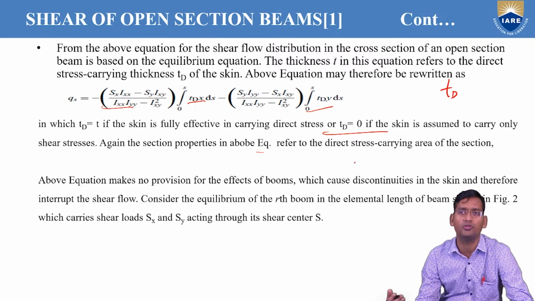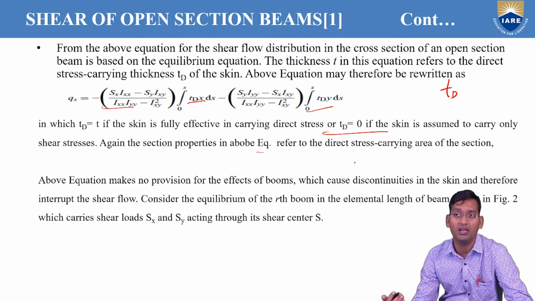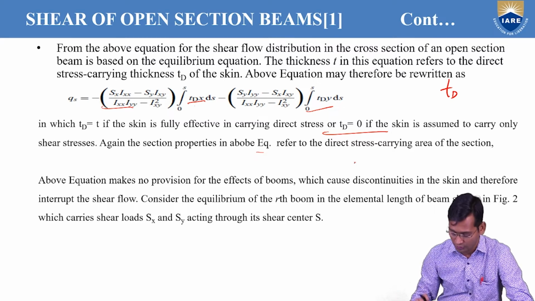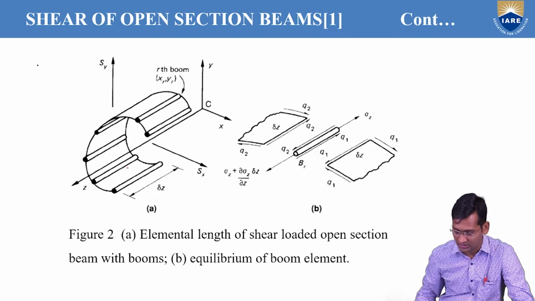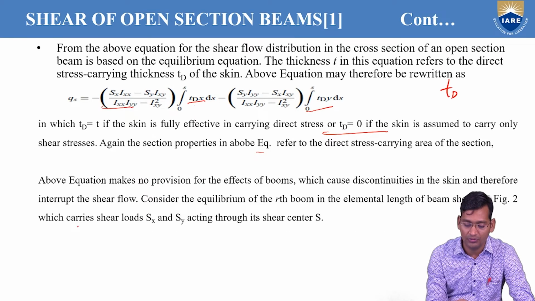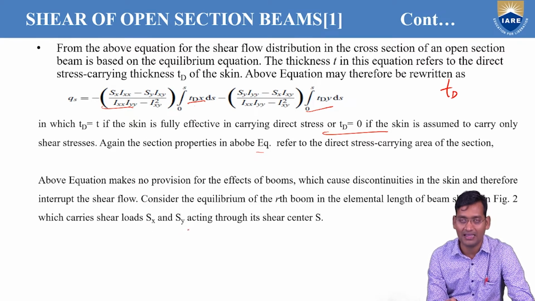Consider the equilibrium of the rth boom, whatever the type is. Suppose that 10 are there. So, the boom in the elemental length of beam shown in figure 2. So here that is there, right? This is the boom, which carries shear loads Sx and Sy acting through its shear center S.